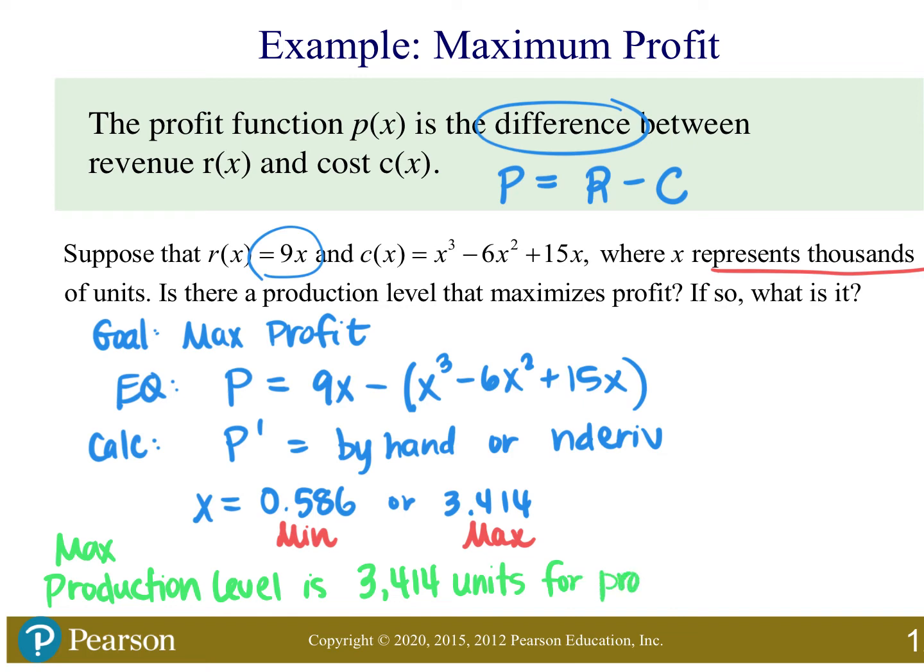for a profit of, and this is where you were asking the question, now take your 3.414, take that value, and put it back into your profit equation, not into P prime. If you put it into P prime, you're just going to get 0. You want to put it back into the profit equation. So I usually store that value in my calculator so that I've got it stored, and then I put it back in, and I get 9.657, which is going to be $9,657. Any questions on that?